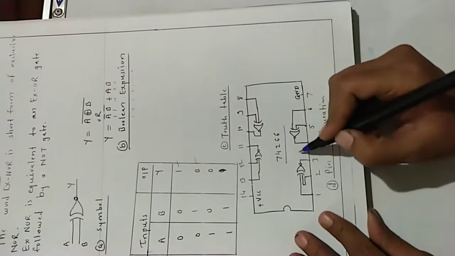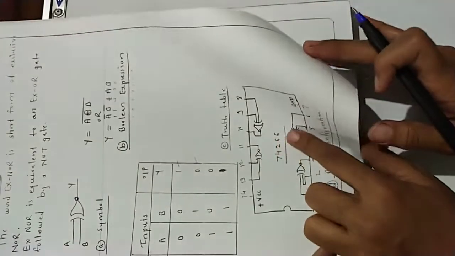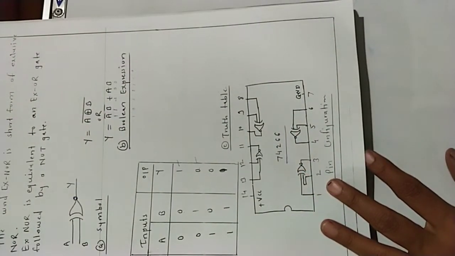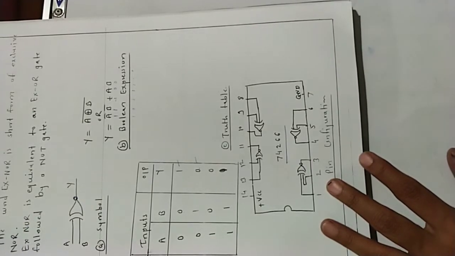IC for XNOR gate is 74266. IC for XNOR gate is 74266. Okay, so all these ICs are very important. Remember all ICs, Boolean expressions, symbols. Okay, VCC pin and ground pin.